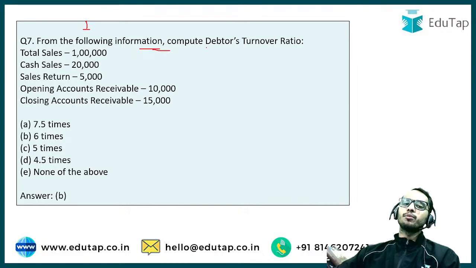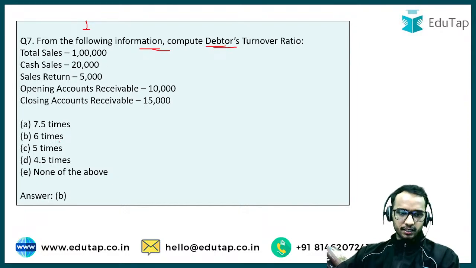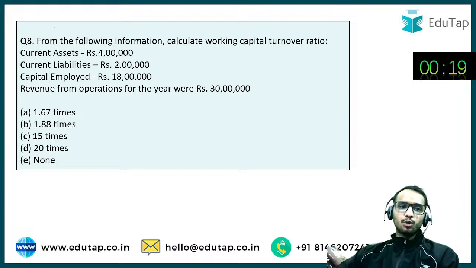Question number 7. From the following information, compute. This we have done. Yes, 6 times is the answer. Question number 8 now. From the following information, calculate the working capital turnover ratio.